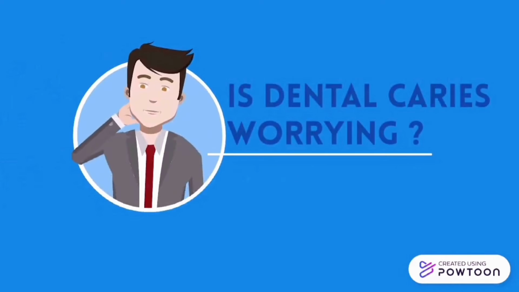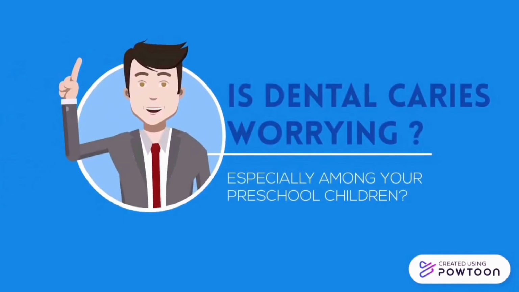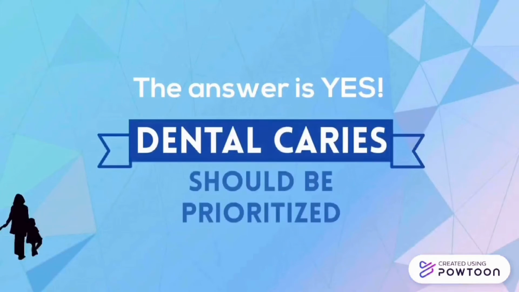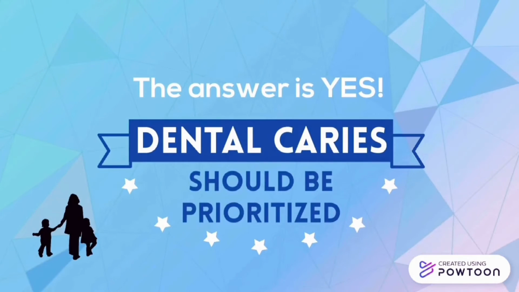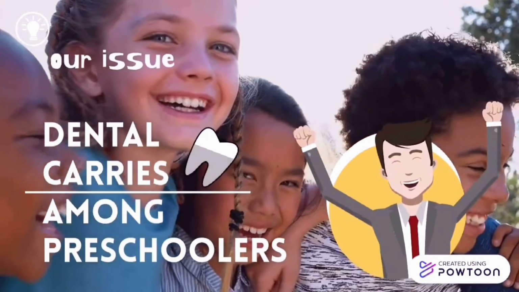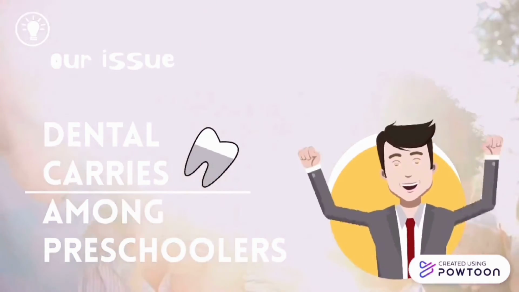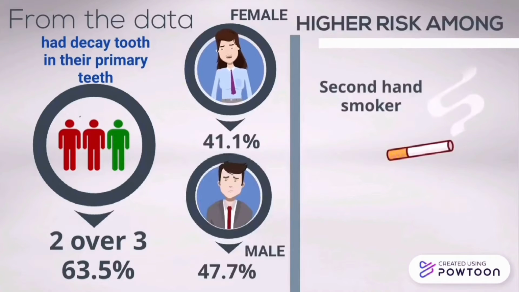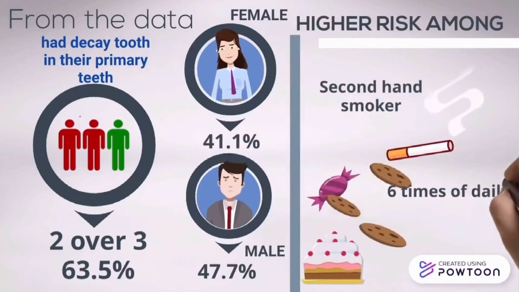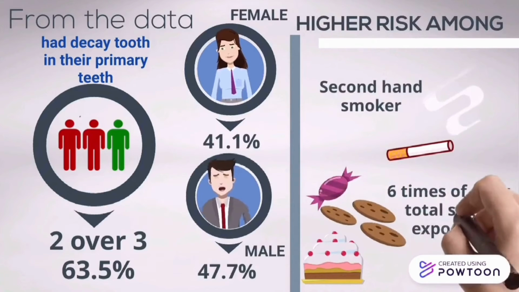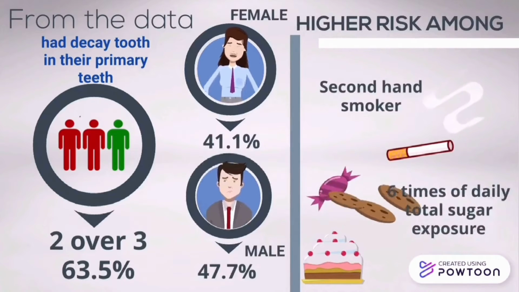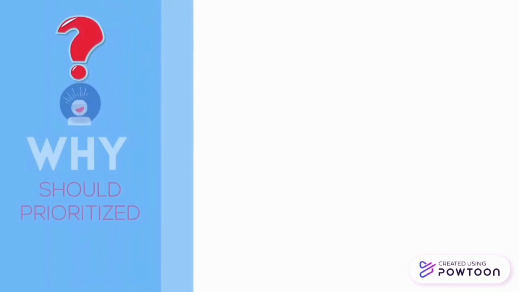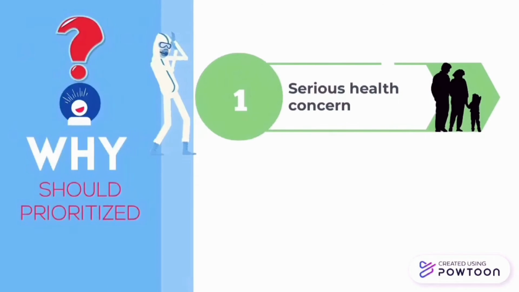Is dental caries worrying, especially among your preschool children? The answer is yes. Dental caries should be prioritized. So our issue is dental caries among the preschoolers. So this is our finding from the data. And it is higher risk among a second-hand smoker and also a person that had 6 times of daily total sugar exposure. Why should we prioritize the problem on dental caries?